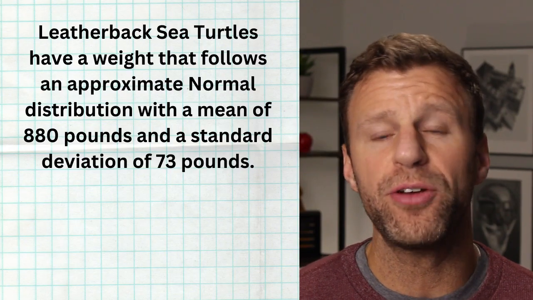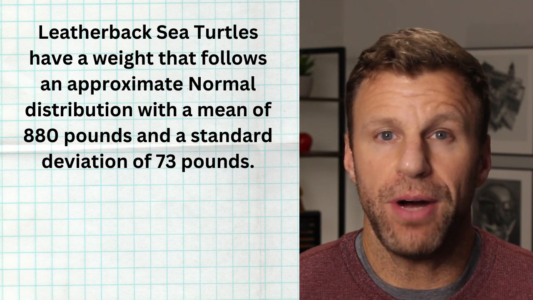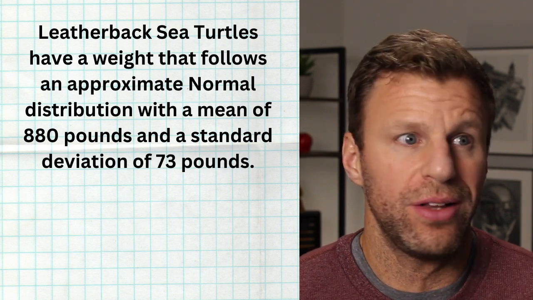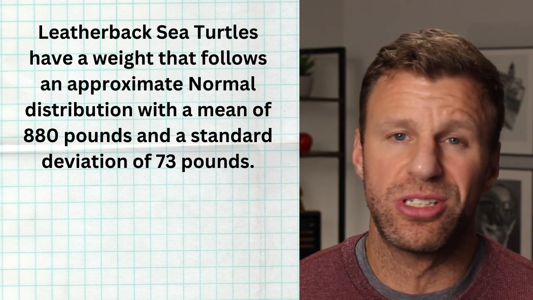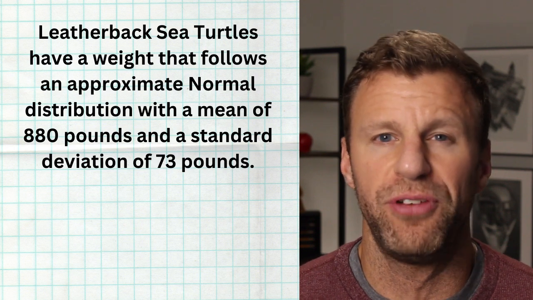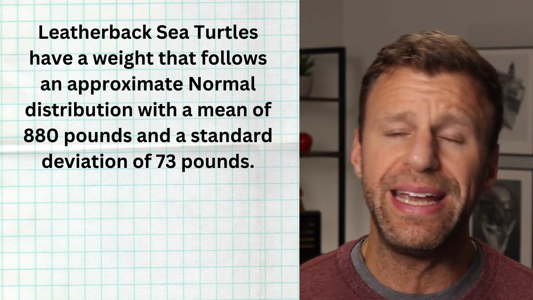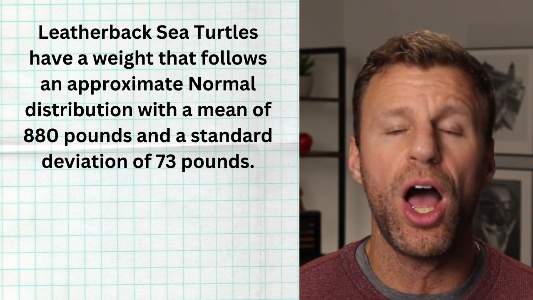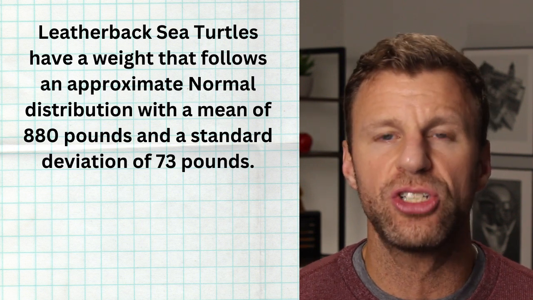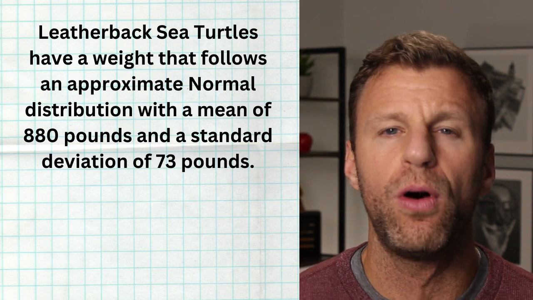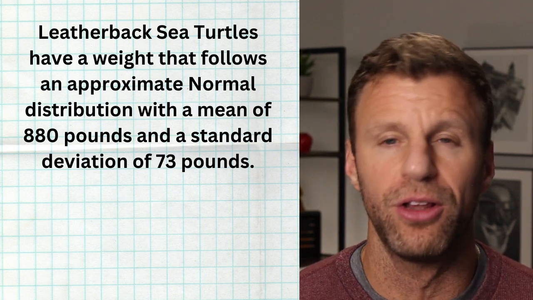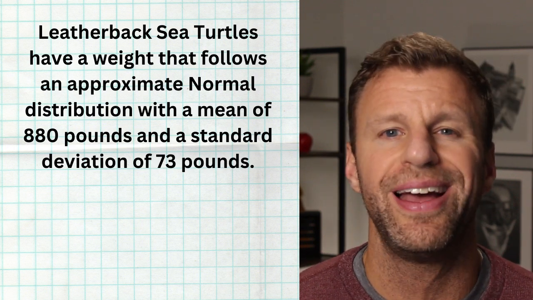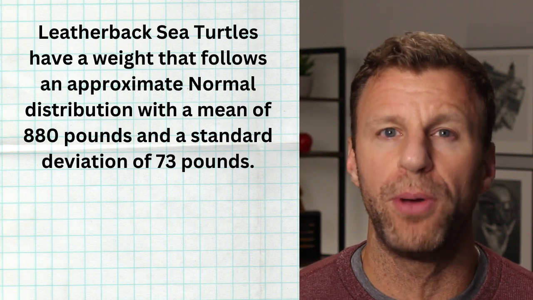Another continuous random variable is the weight of a leatherback sea turtle. How much does a leatherback sea turtle weigh? Well, it's a numerical value, and with decimals, it's going to be a pretty infinite list. Now, we do know that the mean is 880 pounds and the standard deviation is 73 pounds. And we know, most importantly, that the distribution of this continuous random variable approximately follows a normal distribution. That allows us to calculate probabilities within it.